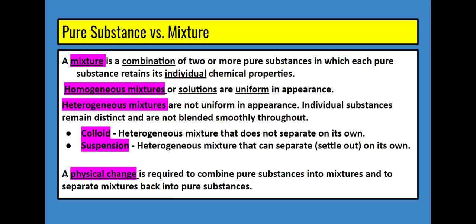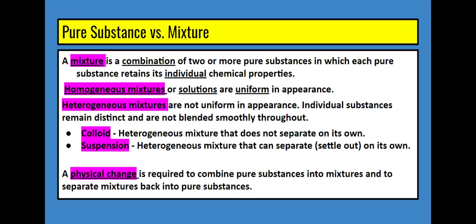All right, so then pure substance versus mixture. So we just talked about pure substances. On the other hand, a mixture is a combination of 2 or more pure substances in which each pure substance retains its individual chemical properties. So a mixture can be divvied up into 2 subcategories known as homogeneous mixtures and heterogeneous mixtures. So homogeneous mixtures or solutions are uniform in appearance, meaning if I mixed 2 separate materials together and they looked like one material, it would be homogeneous.